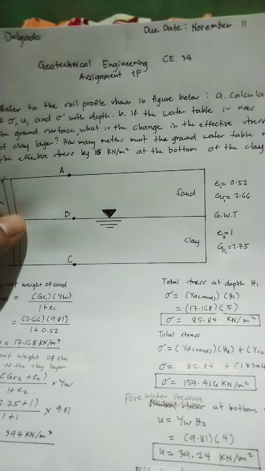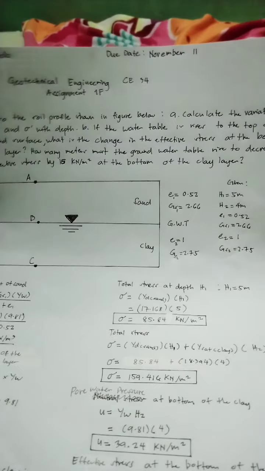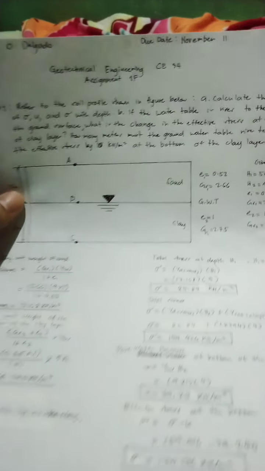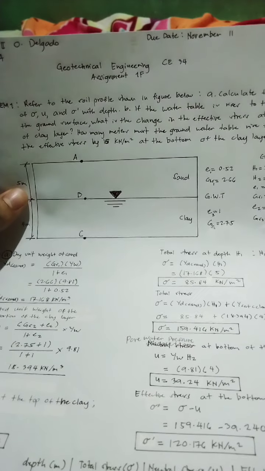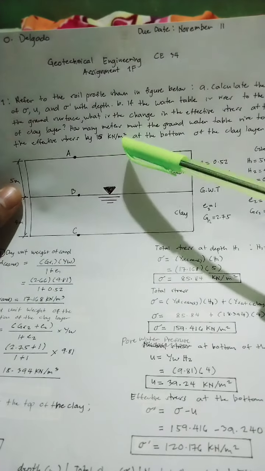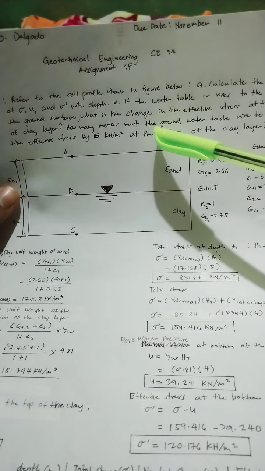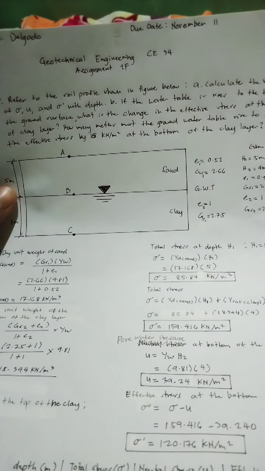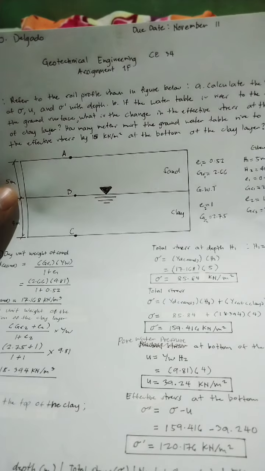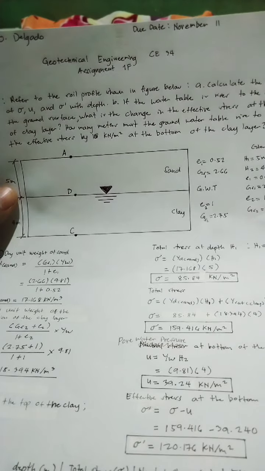Then, if the water table rises to the top of the ground surface, what is the change in the effective stress at the bottom of the clay layer? Then, how many meters must the groundwater table rise to decrease the effective stress by 15 kilonewton per meter squared at the bottom of the clay layer?